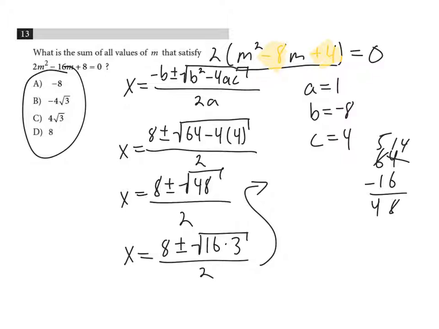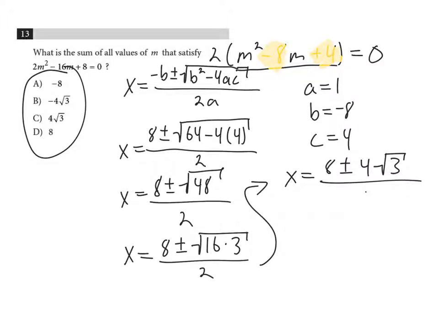Okay. All right. Well, if we take the square root of 16, we'll get 8 plus minus, square root of 16 is 4, square root of 3. Okay, all over 2. We can divide the top and the bottom by 2. We'll get 4 plus minus 2 root 3.